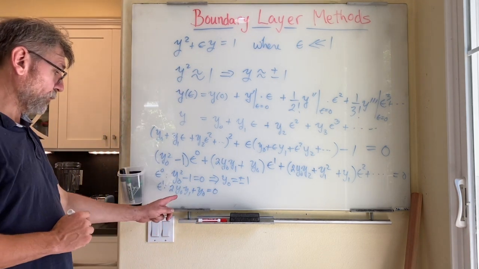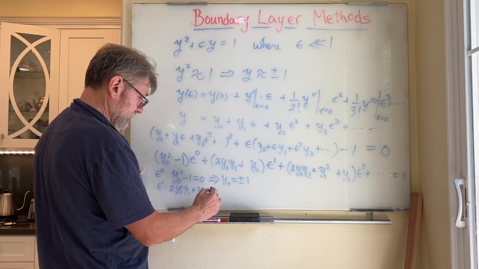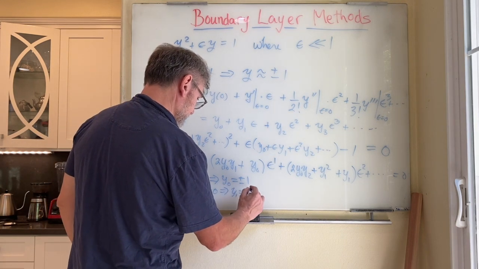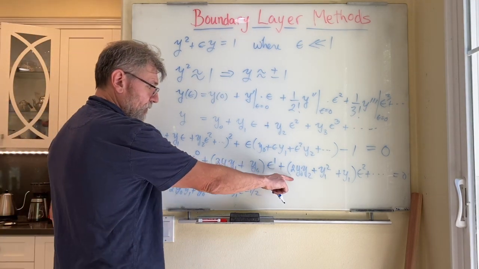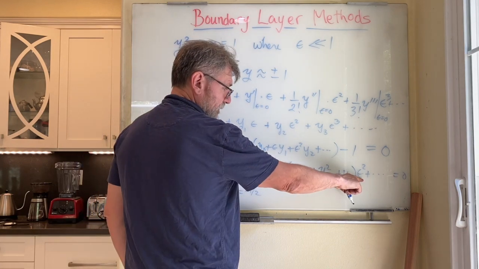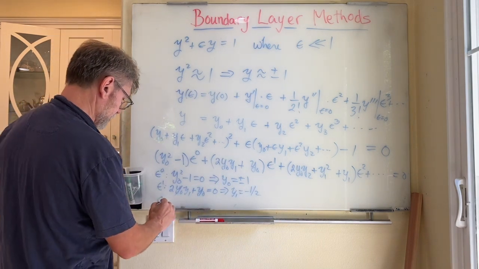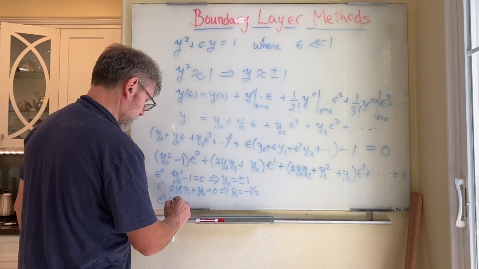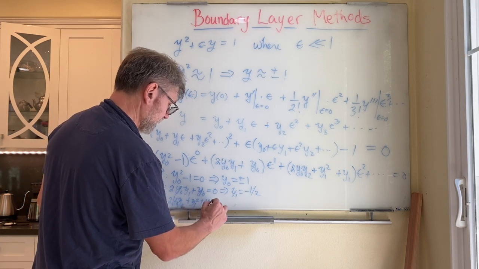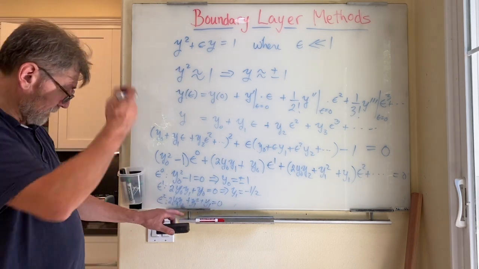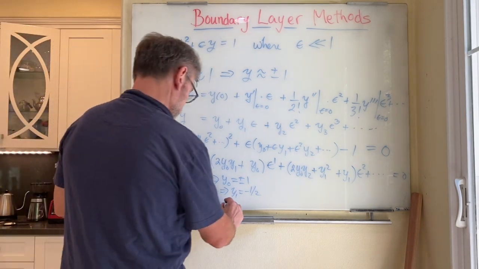And we already know what y naught is, right? But anyways, y naught cancels. I can cancel y naught. And then y1 is equal to minus 1/2. Right? And then I can go to the next term, which must vanish, because epsilon is going to 0 faster than all the other ones, so this coefficient has to vanish. And what I'm left with from that one is 2 y naught y2 plus y1 squared plus y1 equals 0. And now I know what y naught is, I know what y1 is, and so I have a linear equation in y2, which I can solve.